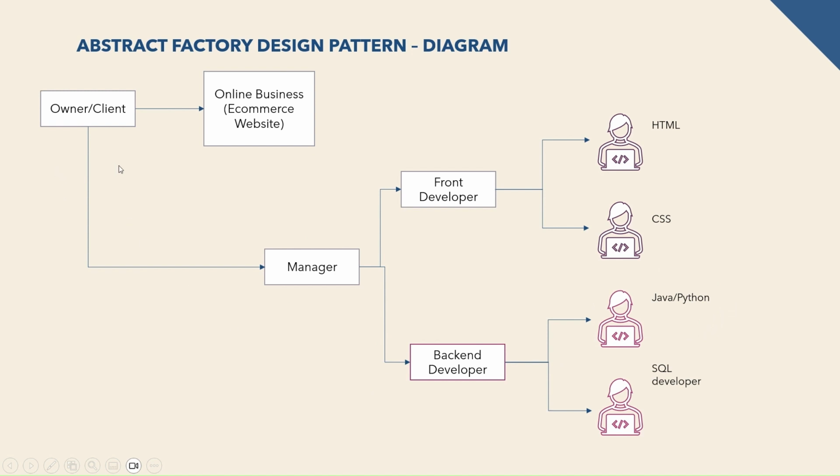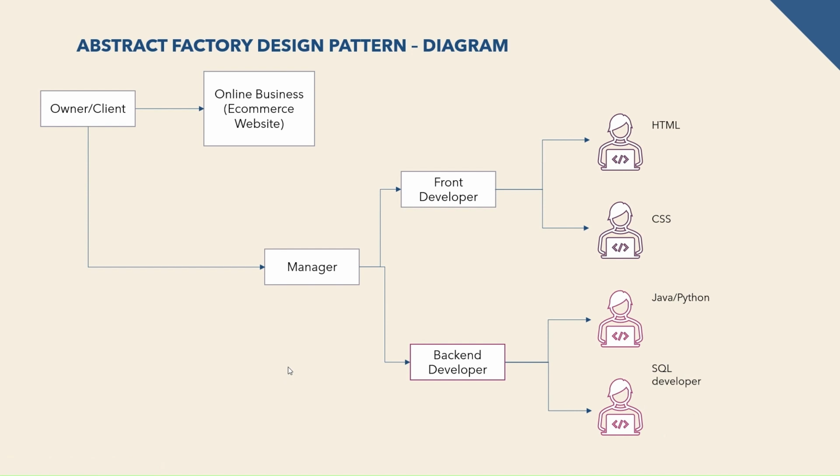Suppose a client is planning to do some changes in the data in the database, he is just going to post his query to the manager, and the manager is responsible to pick up the corresponding developer. In this case, that is a backend developer. Now it is going to align to the SQL developer, where the CRUD operation it is going to take care. So this is a real-time example of the abstract factory design pattern.